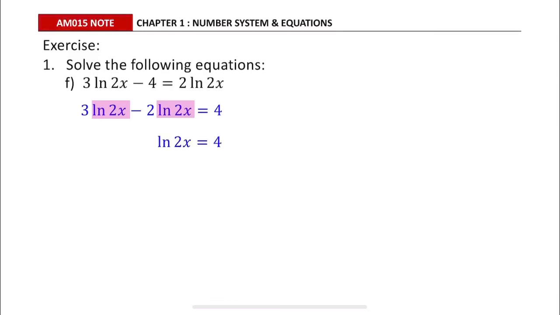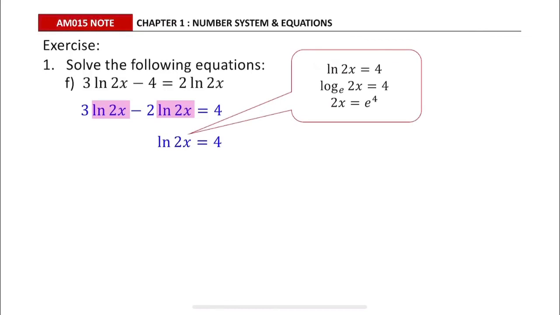Since ln is log base e, this is how we change it to index form, where the base of the logarithm becomes the base of the index number. Then solve for x. You can state the final answer in terms of an exponent or a decimal number.